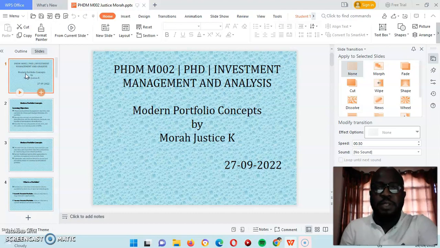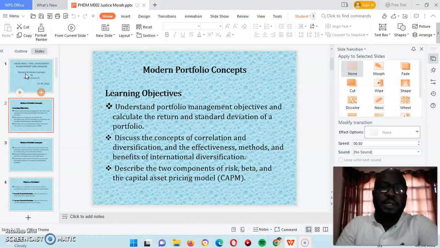I'll be talking about modern portfolio concepts. But before I begin, let me share some of the insights for today, the learning objectives. Number one is to understand the portfolio management objectives, calculate the return and standard deviation of a portfolio, discuss the concept of correlation and diversification, and the effectiveness, methods, and benefits of international diversification.